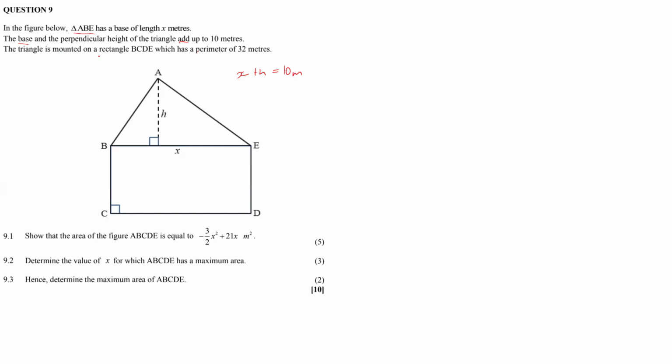The triangle is mounted on a rectangle BCDE, which has a perimeter of 32 meters. So they say to us the triangle is mounted on rectangle BCDE, let's go look for it. BCDE. The triangle is mounted on top of this rectangle, right?